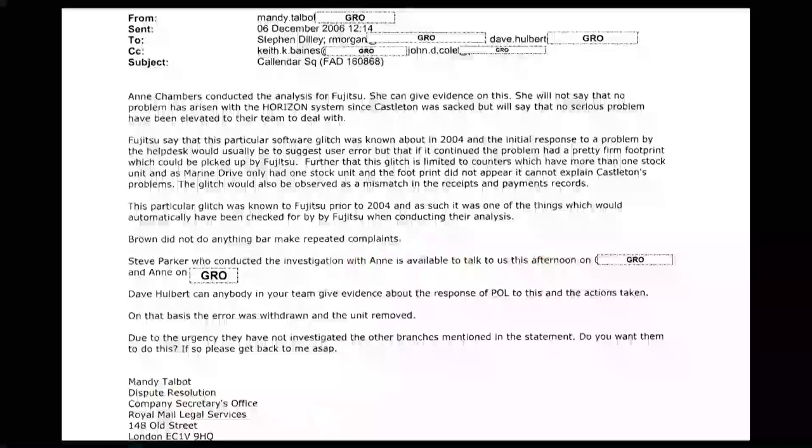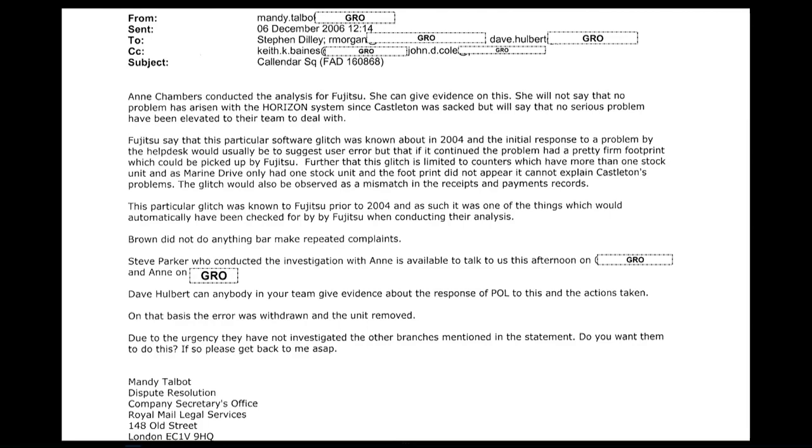People in your department, would they be involved in conducting this analysis to see whether the branch or the sub-postmaster against whom action was being taken, whether they or their branch were afflicted by any of the known bugs in the system?